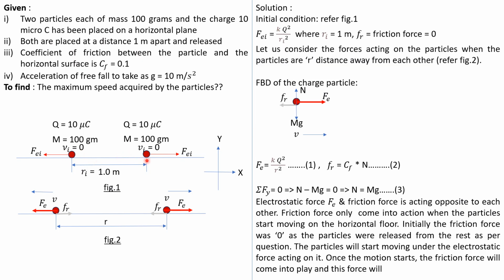These are the two particles. Mass is 100 gram each. Charge on it is 10 microcoulomb. Distance, initial distance where it was placed, is 1 meter apart. So velocity was 0 at that time, and from there it was released.